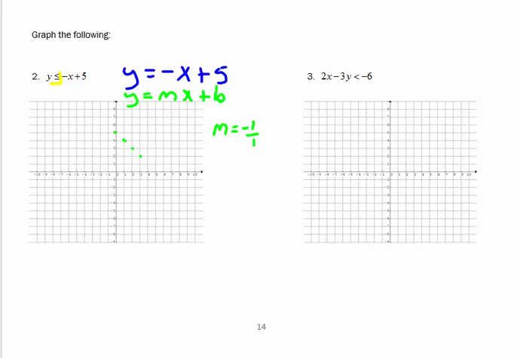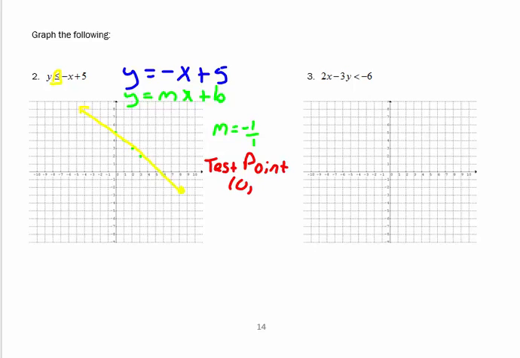And that's when we look at the inequality. The inequality had a less than or equal to, so I know that I'm going to have a solid line because of that equal sign below the inequality. Next, I'm going to need a test point. And if I look at my graph, I see that my line did not go through 0, 0. So I'm going to use the test point 0, 0.